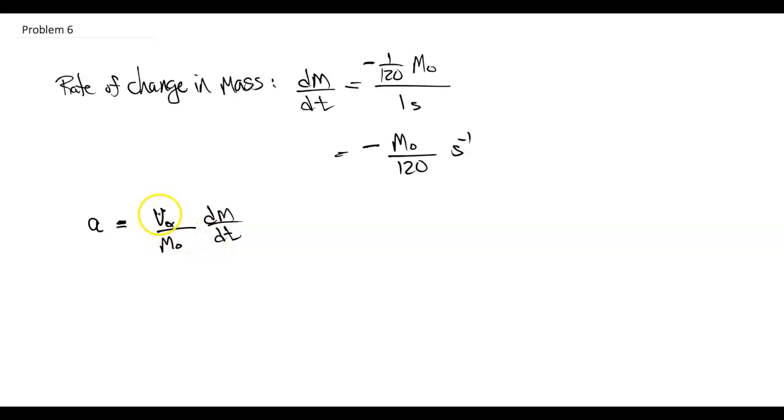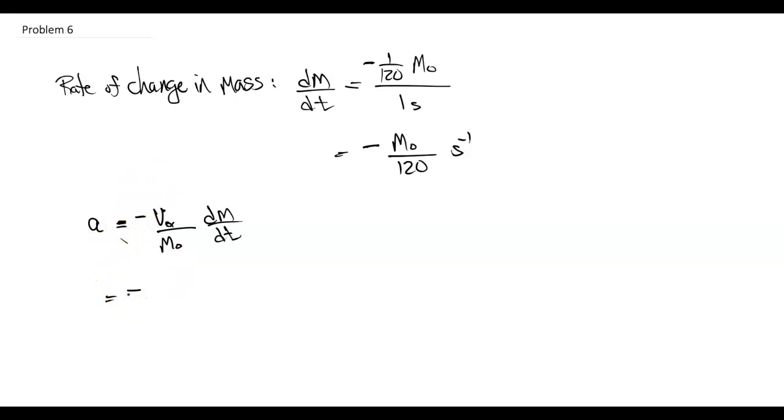F being the velocity times the change in mass rate. Ma is the A times M initial, and then we divide to get A isolated. Again, this will need a negative in front of it because this is a decreasing relationship. It's the opposite. The bigger the mass is, the less it's going to accelerate, and so on.